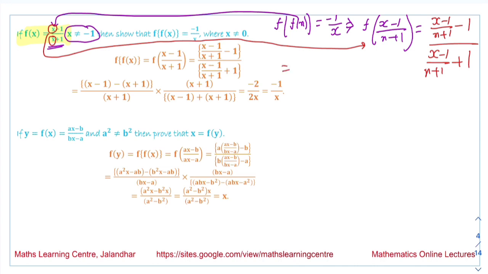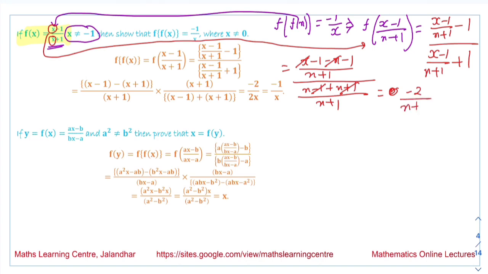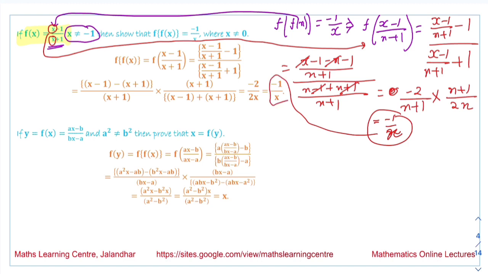So taking the LCM, we get x minus 1 minus x minus 1 over x plus 1, divided by x minus 1 plus x plus 1 over x plus 1. And on solving this, this x gets cancelled over here, this 1 gets cancelled over here. So in the numerator part, we are left with minus 2 over x plus 1 into x plus 1 over 2x. So the answer we get is equal to minus 1 over x, and this is what we have to prove.